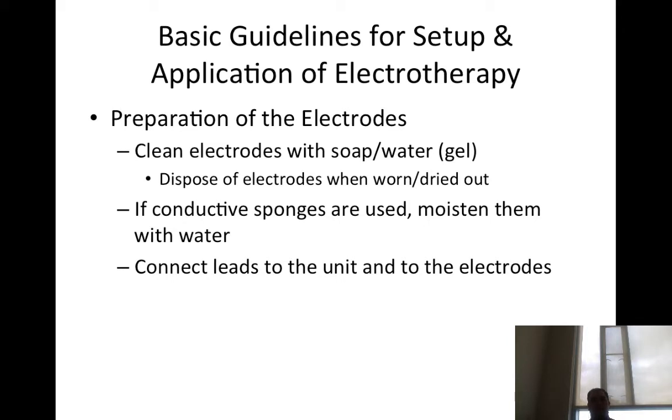You need to be cautious with them, though, because as they lose their gel, they become less sticky and can actually cause burns on that patient, right? Talk about the size of electrodes, the surface area of the electrode. That is why you need to be careful with those. If conductive sponges are used, moisten them with water. Connect the lead to the unit, and then connect the lead to the electrode. So lead to the unit, lead to the electrode.